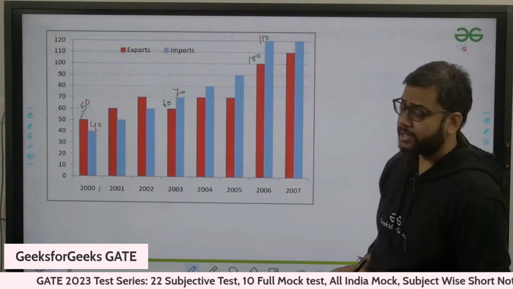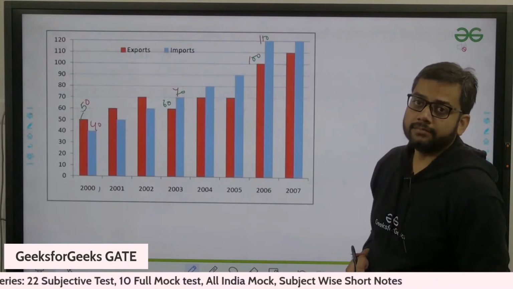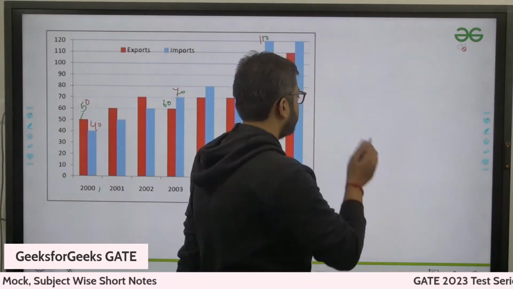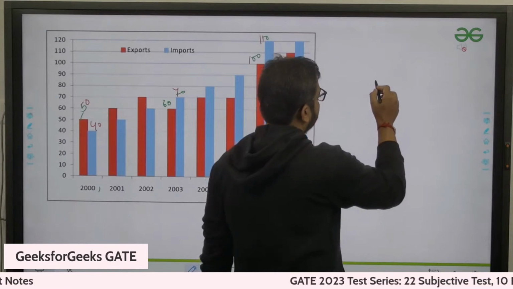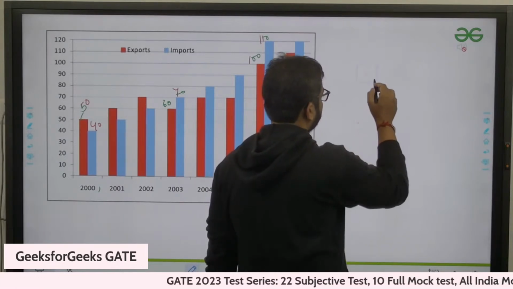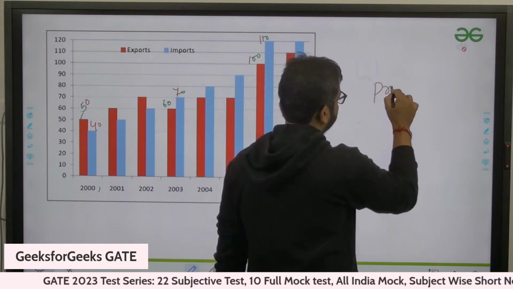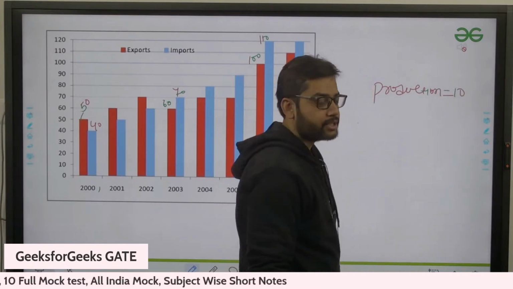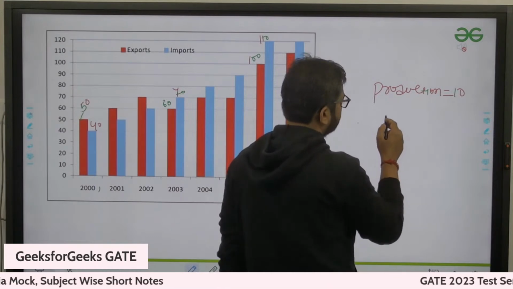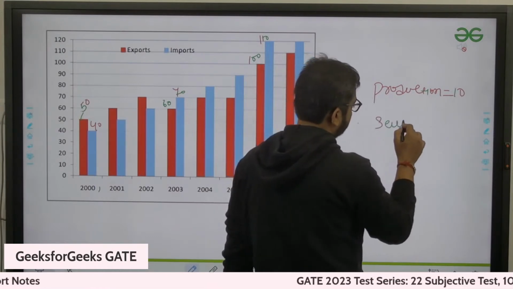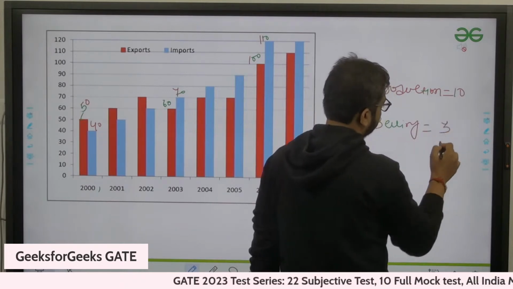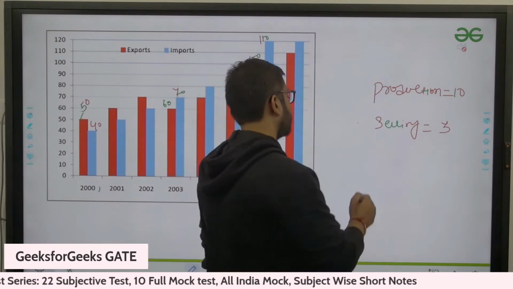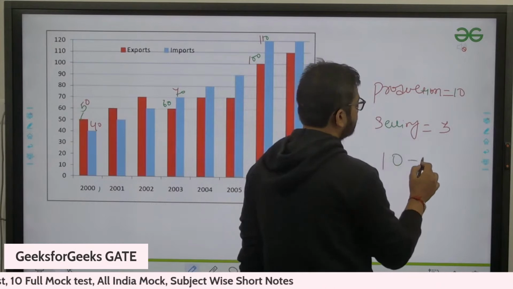Now just tell me one thing. Suppose I'm making something, and production is equal to 10 and selling is 3. We need to find out how much is actually remaining. So 10 minus 3.